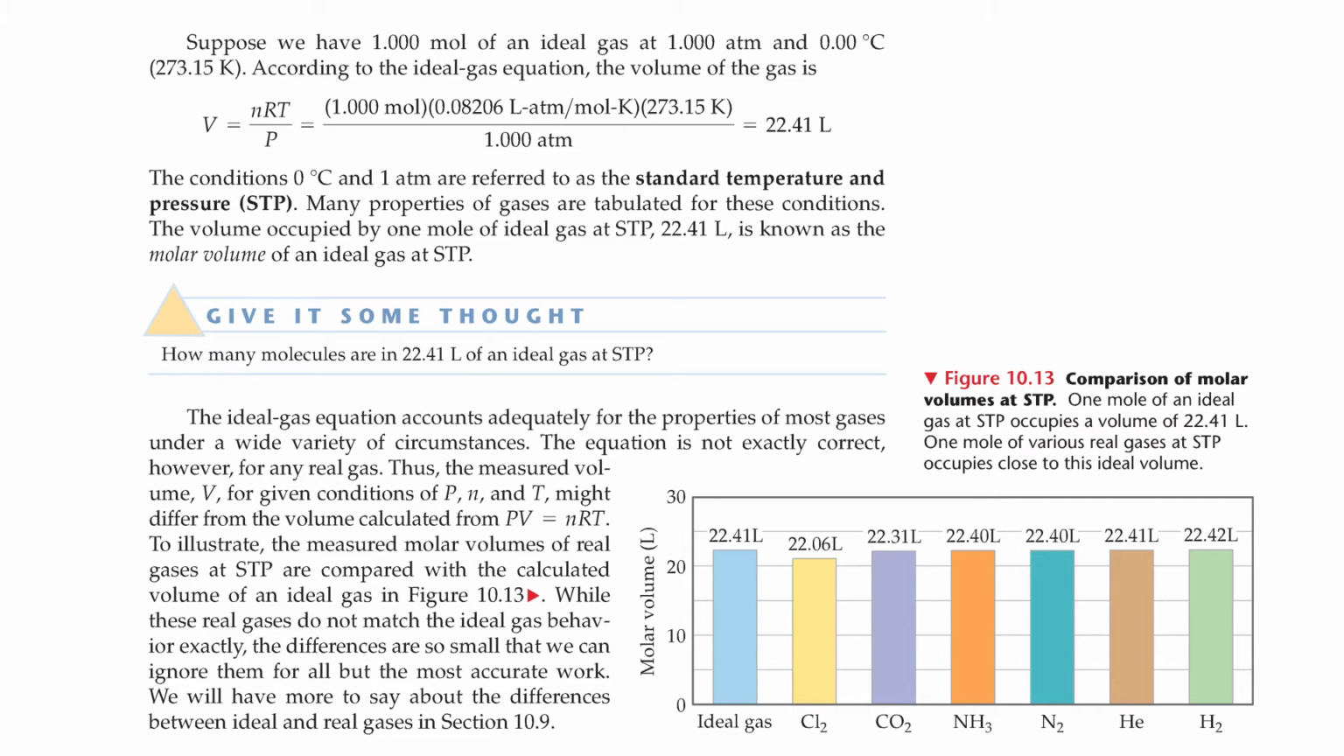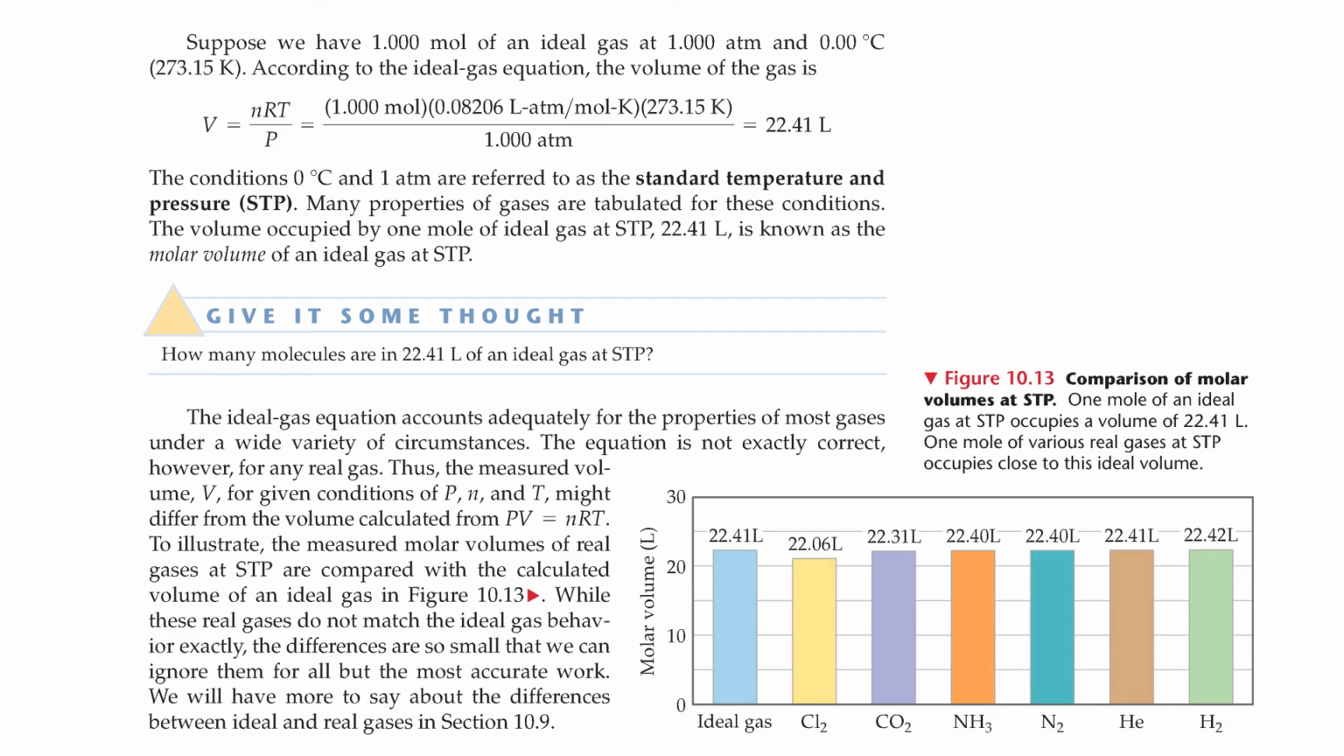The ideal gas equation accounts adequately for the properties of most gases under a wide variety of circumstances. The equation is not exactly correct, however, for any real gas. Thus, the measured volume V for given conditions P, n, and T might differ from the volume calculated from PV equals nRT. To illustrate, the measured molar volumes of real gases at STP are compared with the calculated volume of an ideal gas in Figure 10.13. While these real gases do not match the ideal gas behavior exactly, the differences are so small that we can ignore them for all but the most accurate work. We will have more to say about the differences between ideal and real gases in Section 10.9.